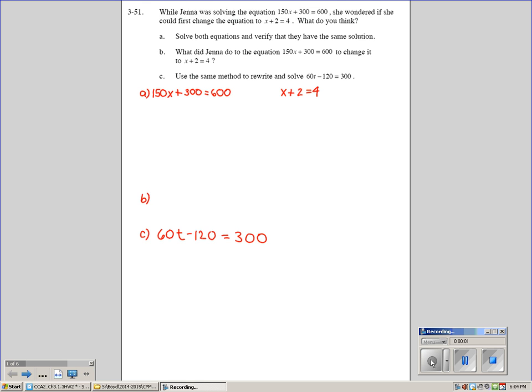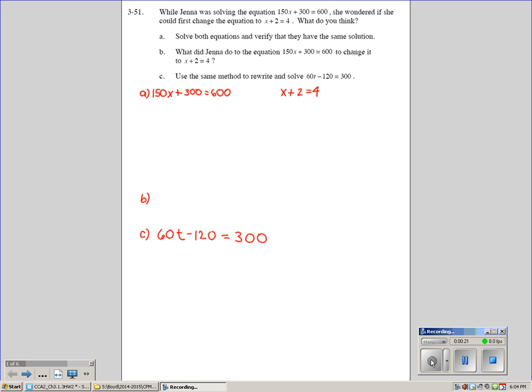All right, problem 3-51. While Jenna was solving the equation 150x plus 300 equals 600, she wondered if she could first change the equation to x plus 2 equals 4. What do you think?